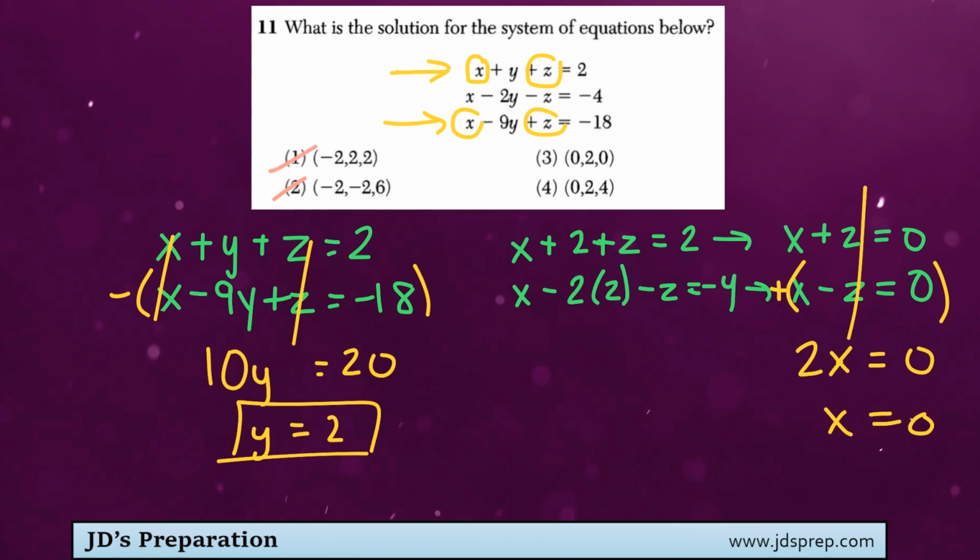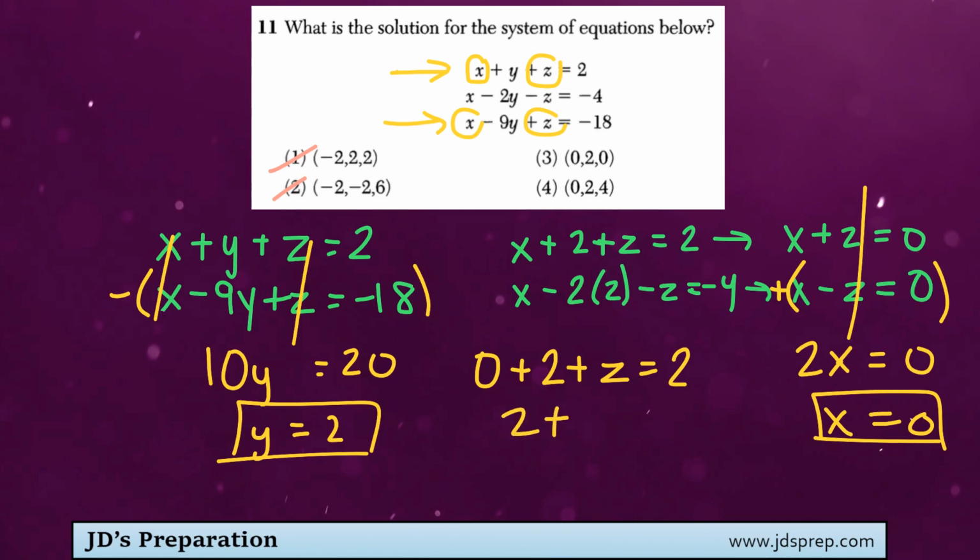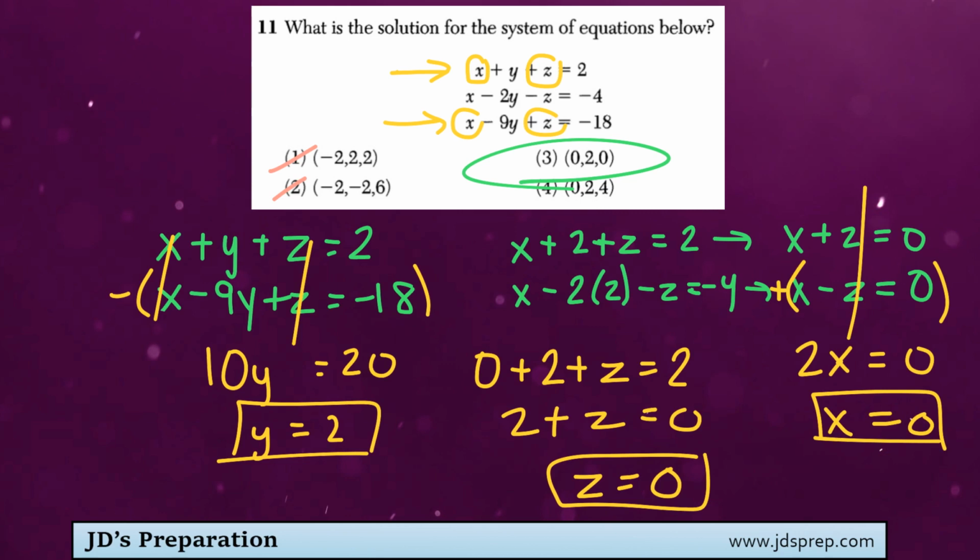And now let's solve for z. Let's pick the first equation. We have x, now we know it's 0, plus y, which is 2, plus z equals 2. Well, that just means 2 plus z equals 2, which means z also is going to be equal to 0. Awesome. That means option number 3 is our correct answer.